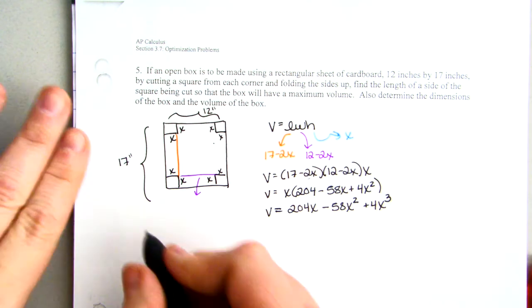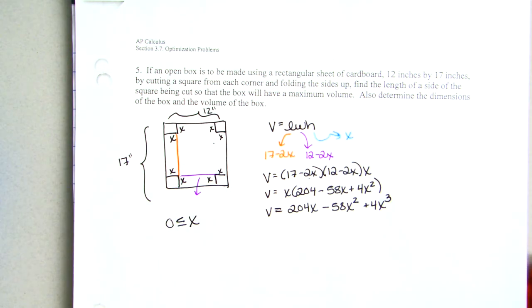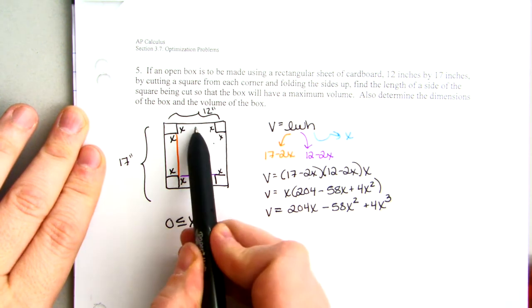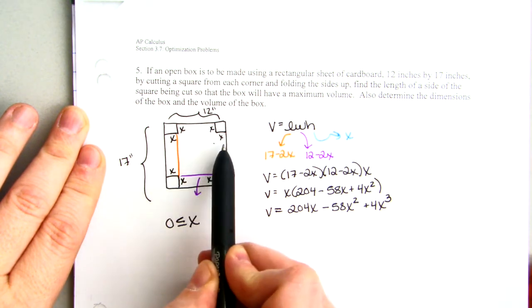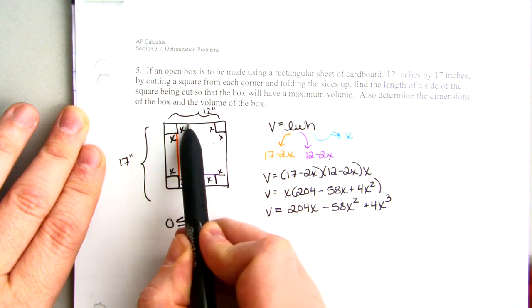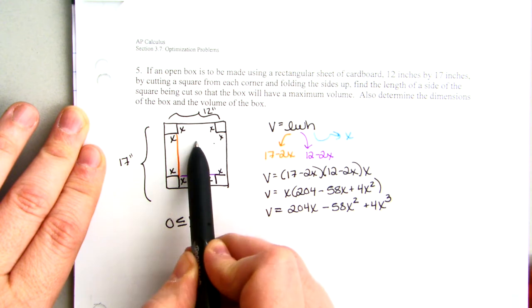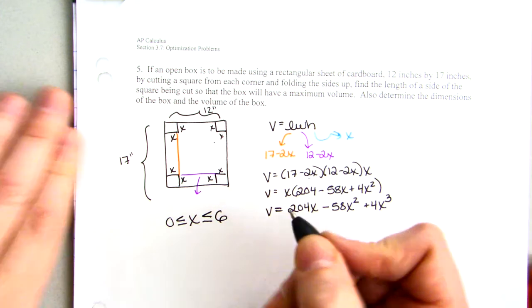As for my domain, I know that x can't be negative. x has to be greater than or equal to 0. But if x gets to be too big, then these squares are going to take up the whole thing, and I'm going to have no other dimension. The biggest x could be is 6, because if I cut a square with a 6-inch side out of over there, and a square over here with a 6-inch side out, there'd be nothing left for our other dimension of this thing. So x is going to have to be between 0 and 6.